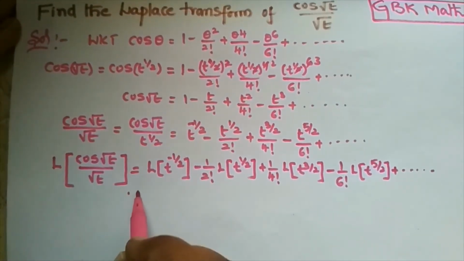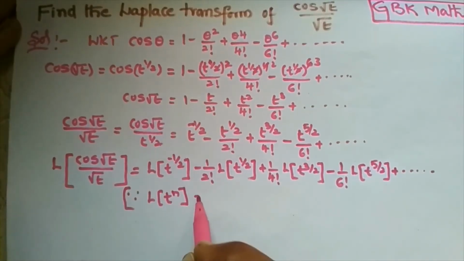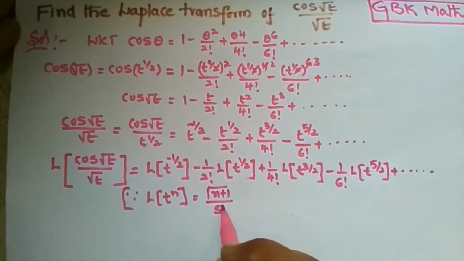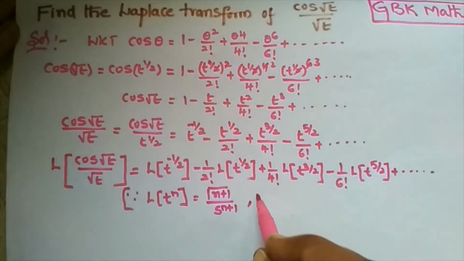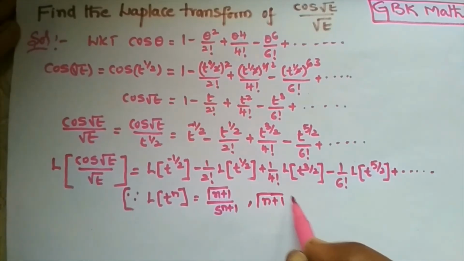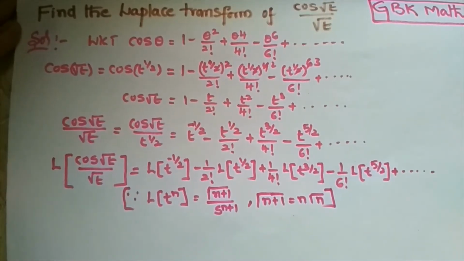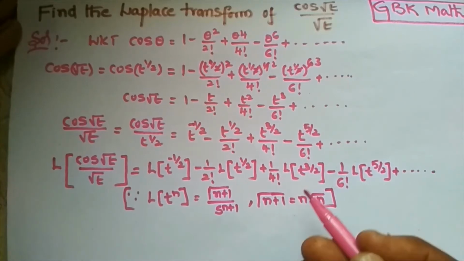Then we should remember one formula: Laplace transformation of t power n is gamma of n plus 1 by s power n plus 1. This is the formula. And also gamma of n plus 1 can be written as n into gamma of n. We should remember these two formulas. From these two formulas we can simplify or rewrite the above terms.